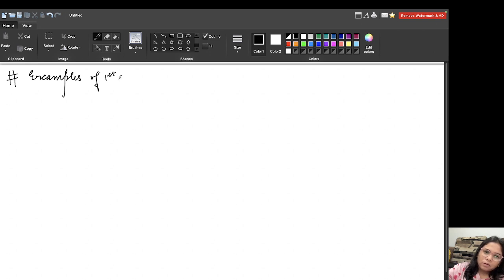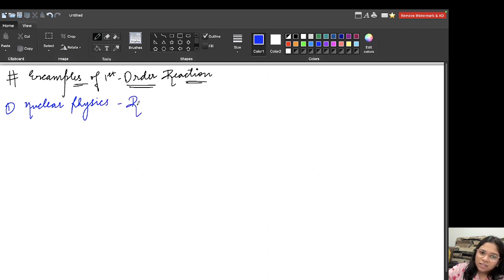Examples of your first order reaction. And what will be our example? First is in your nuclear physics. In your nuclear physics, there might be any radioactive decay equations given to you, which is your first order reaction. It never completes. That's why. Radioactive decay.